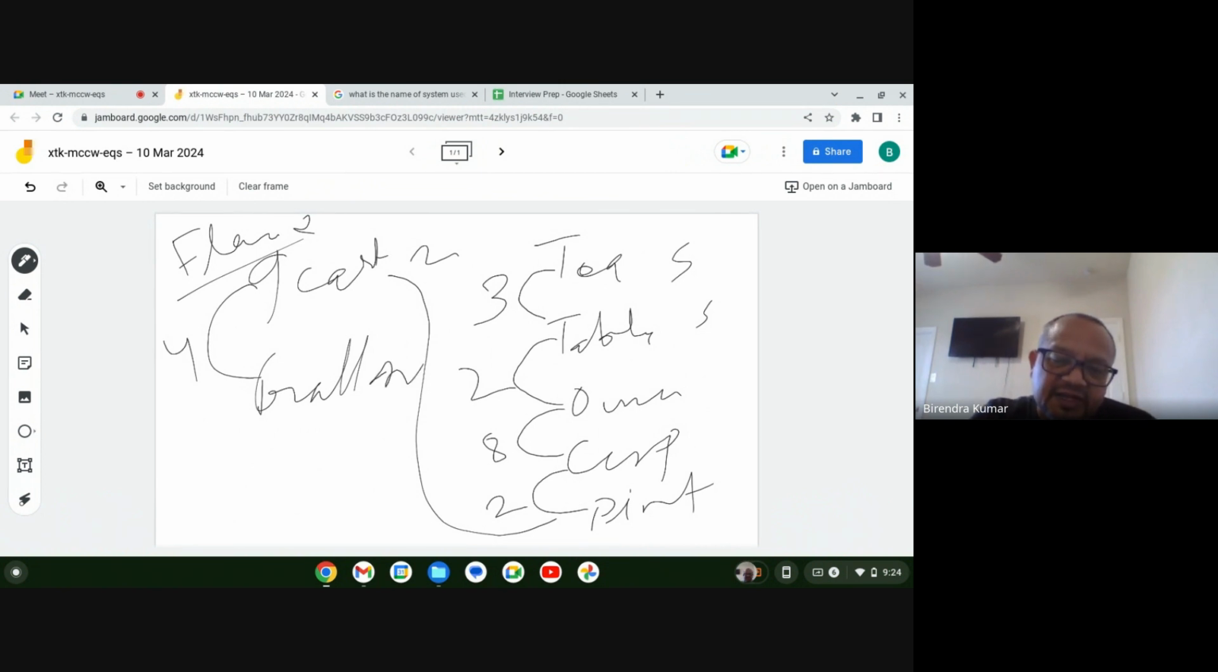So teaspoon is the smallest. If you put 3 teaspoons together, that makes 1 tablespoon. 2 tablespoons make 1 ounce. 8 ounces make a cup. 2 cups make a pint. 2 pints make a quart, and 4 quarts make a gallon.